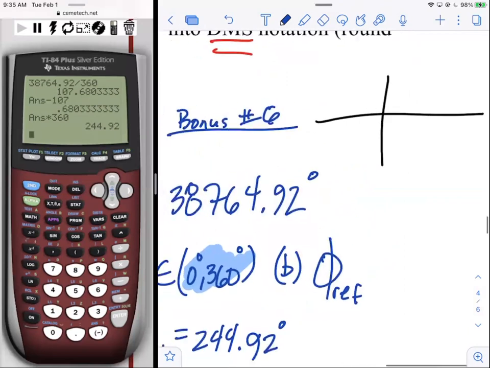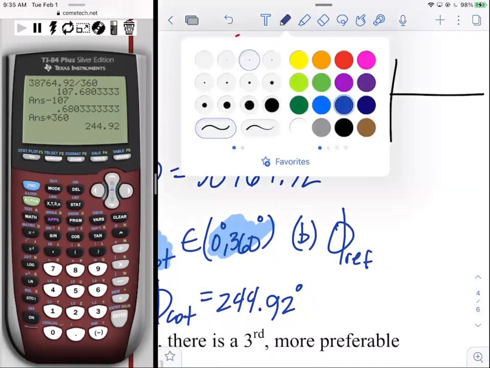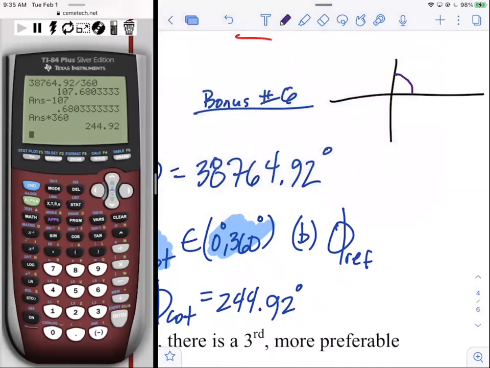244.92. Which quadrant does that live in? Quadrant 3? Good. So we're going counterclockwise. There's 90, 180, 270 is all the way around, so it's stopping right here. So there's phi coterminal.